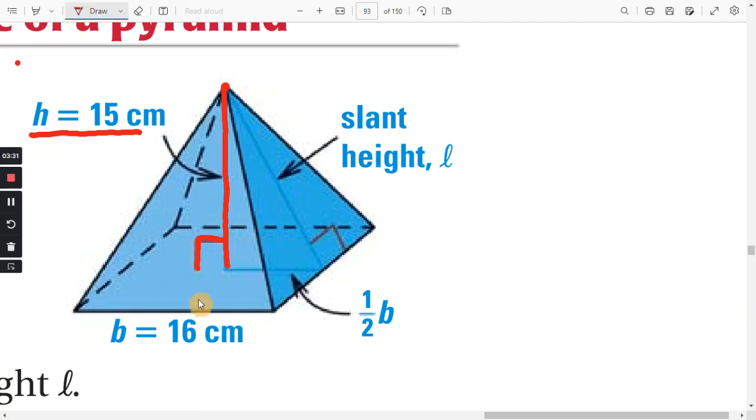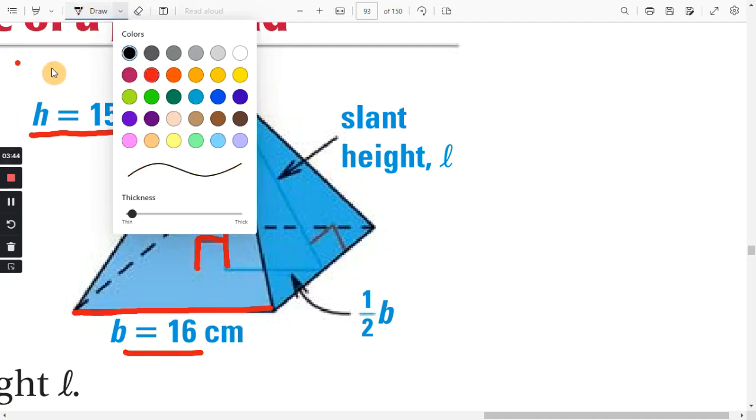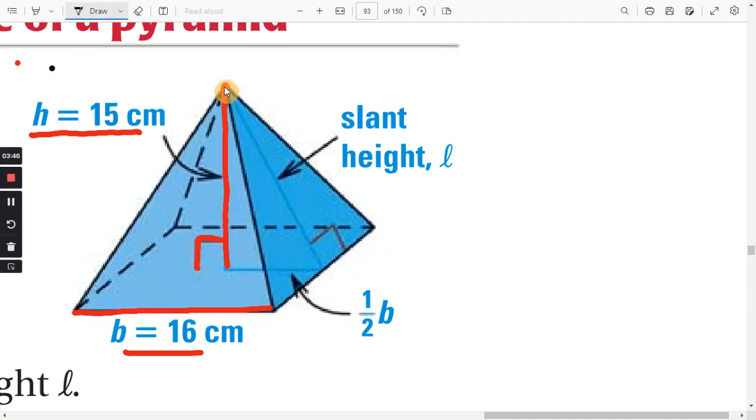Now, they said that the base edge is 16 centimeters. So if we were to draw a right triangle inside the pyramid, we would have this distance here. That's the height, and that's 15. And we would have this distance here, and that's half the base.